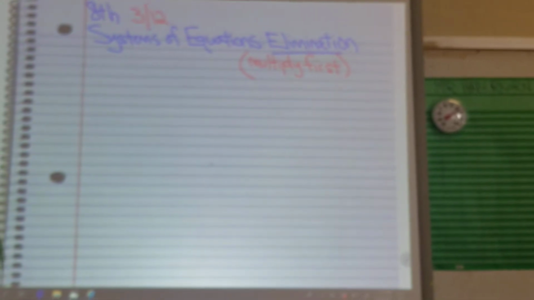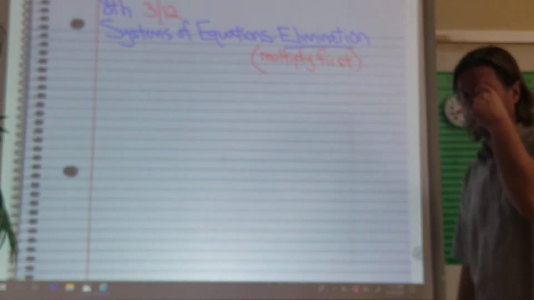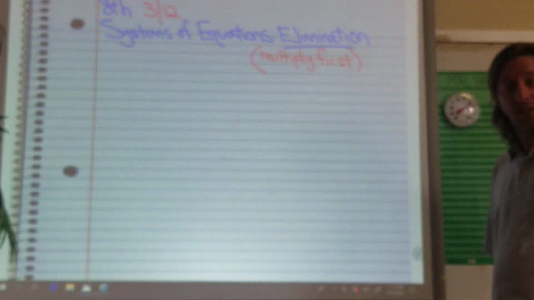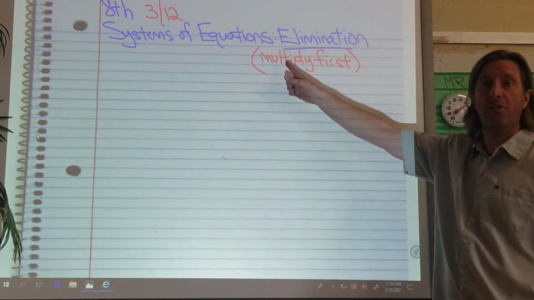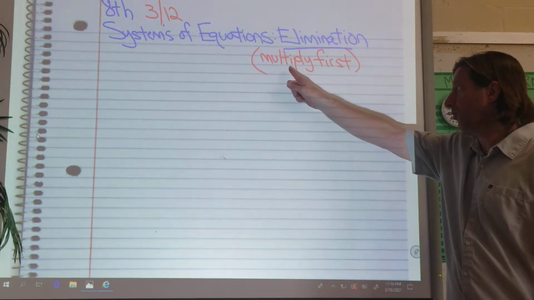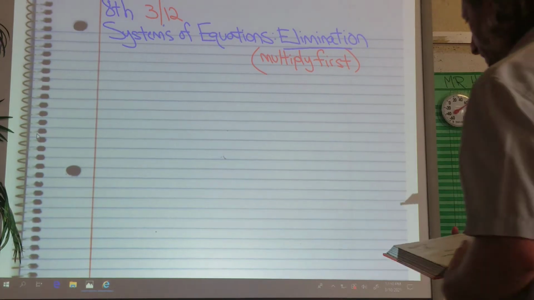All right, so we're using the same five steps we used yesterday. So if you don't have that list of five steps, get that list back out. And I want you to put in parentheses, before step one, multiply first. Because sometimes we're gonna have to do that, all right? So we're gonna take a look at one where we have to do that.